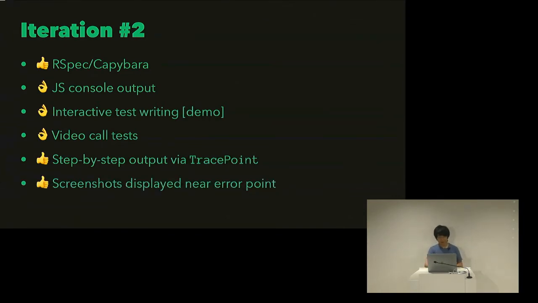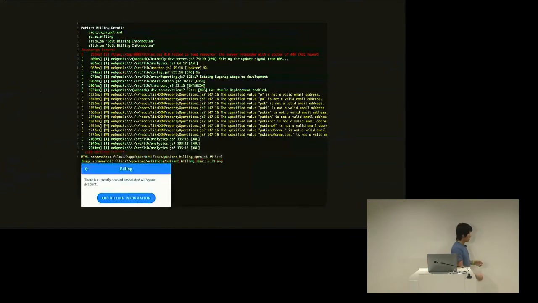So this is what the output looked like after that iteration. You can see all the lines being printed out. Ignore the double print because that's a bug that we have since fixed, I hope. You can see what the JavaScript console looks like, which is fantastic. So if it was a JavaScript error that caused a failure, you know what the error is and you can begin to fix it without having to run the test locally. And you get the screenshot below, which is also quite good.